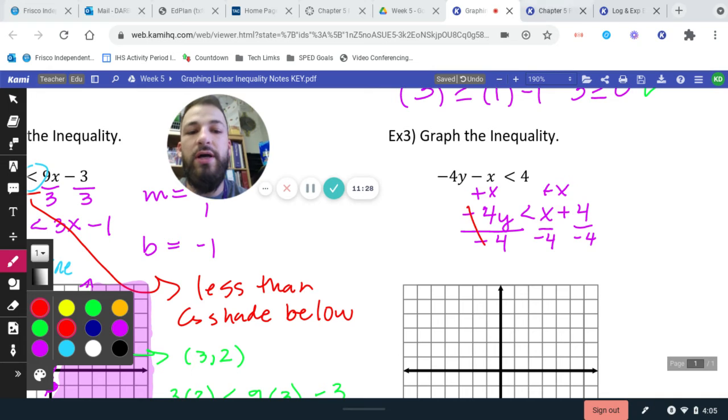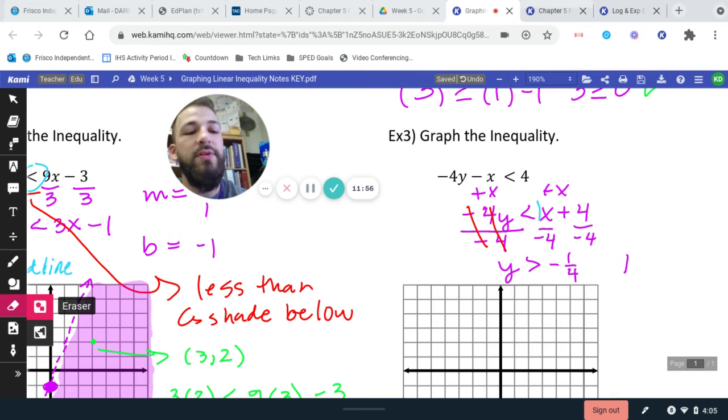It cancels out on the left, so we get y. Then we divide by a negative, so instead of this being less than, remember, that flips around and becomes greater than. X divided by negative 4: 4 doesn't go into x evenly, so we can just write that as negative 1/4, because that's technically the number in front of x. 4 goes into 4 evenly, and of course it becomes negative 1.